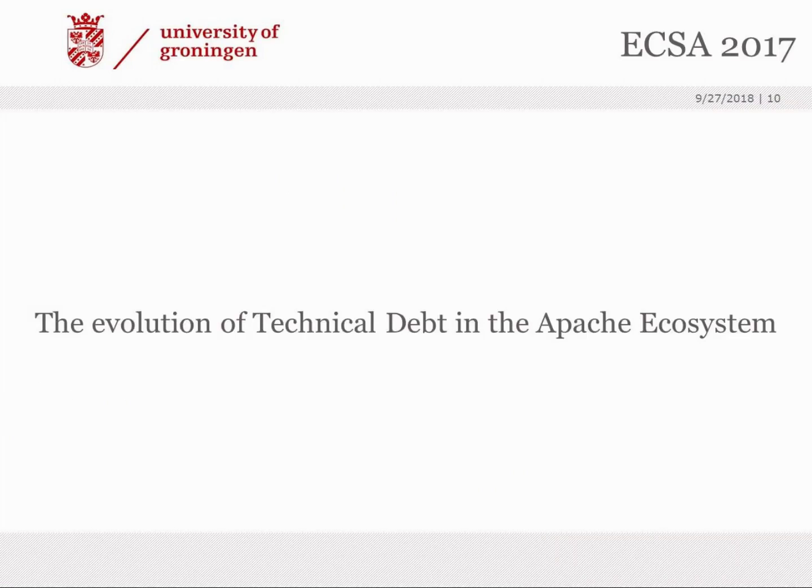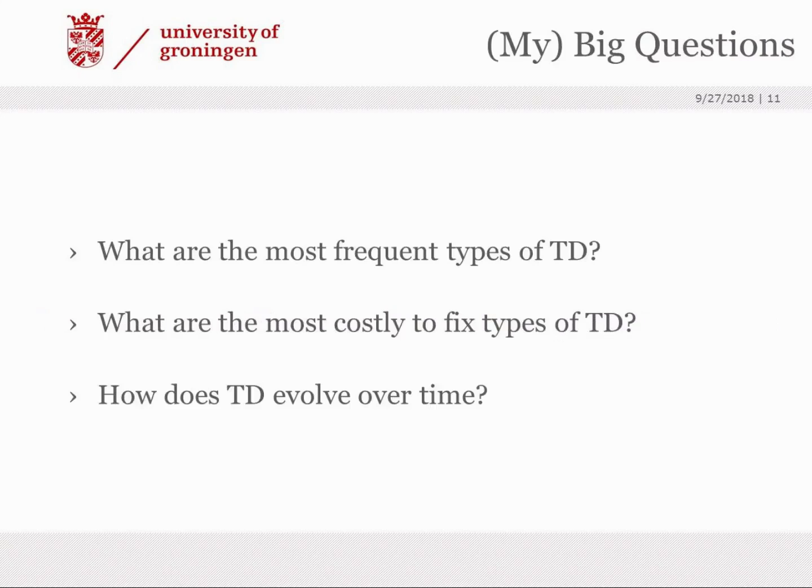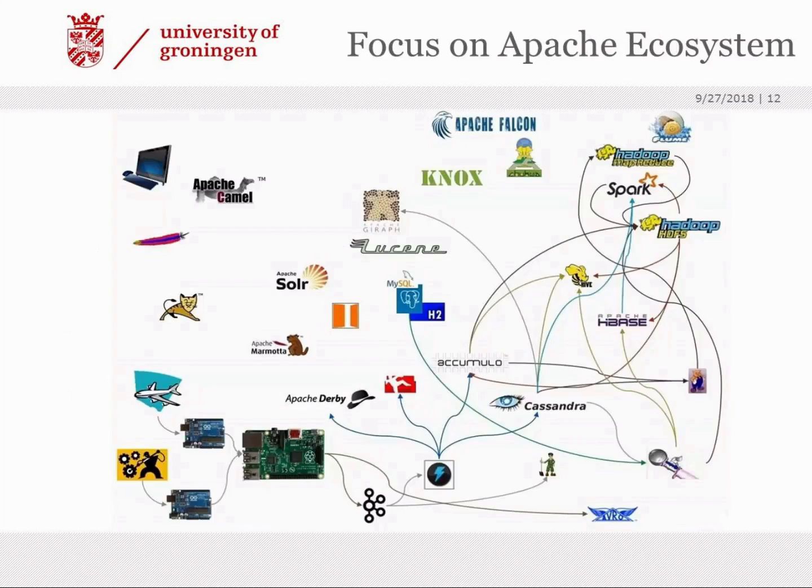So the first study that I quoted is titled "The Evolution of Technical Debt in the Apache Ecosystem." Actually, I would like to know what are the most frequent types of TD, what are the most costly to fix, and how technical debt evolves over time. In order to answer these questions, I chose to analyze Apache projects because it's one of the biggest communities out there. It provides software for public good. All of them are highly appreciated and they are open source, so I have access to the evolution and also the source code.